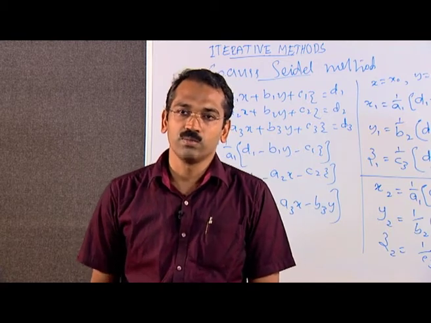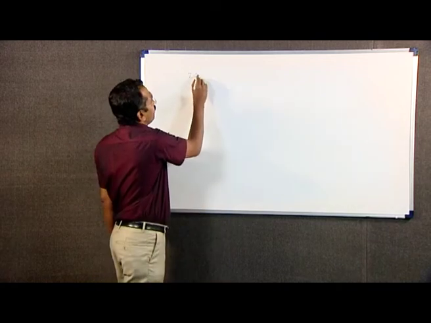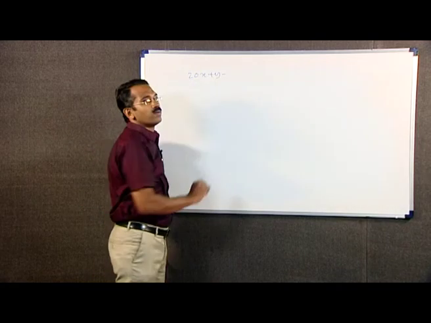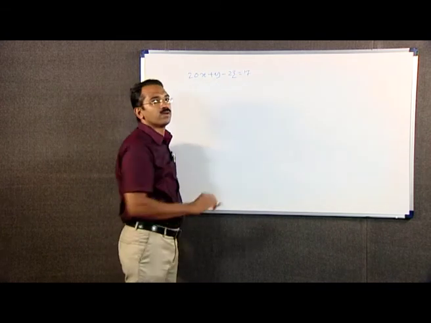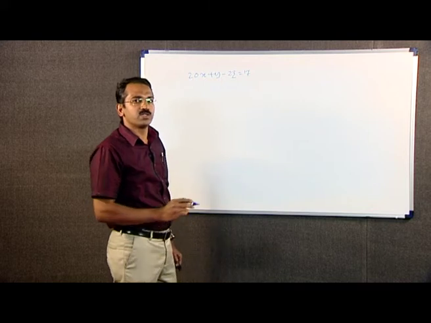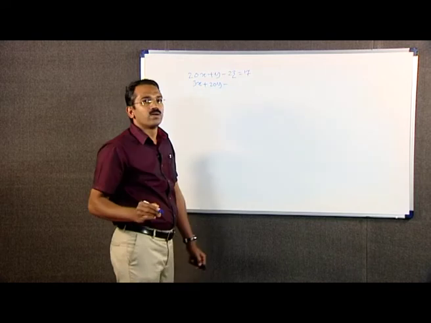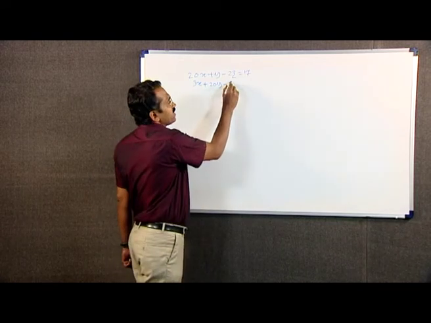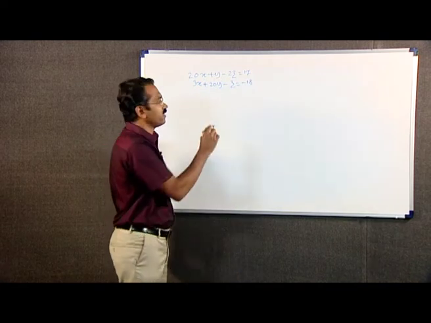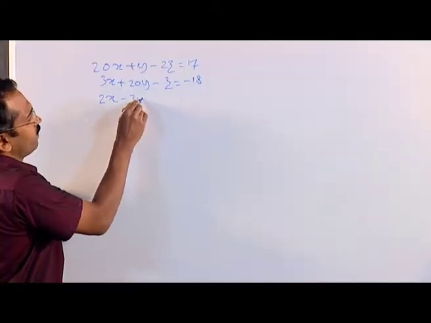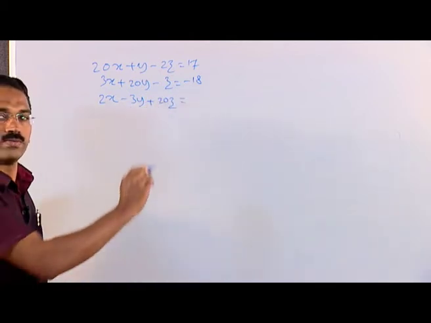Now, we have an example. Solve the system 20x plus y minus 2z equal to 17, 3x plus 20y minus z is equal to minus 18, and 2x minus 3y plus 20z is equal to 25.